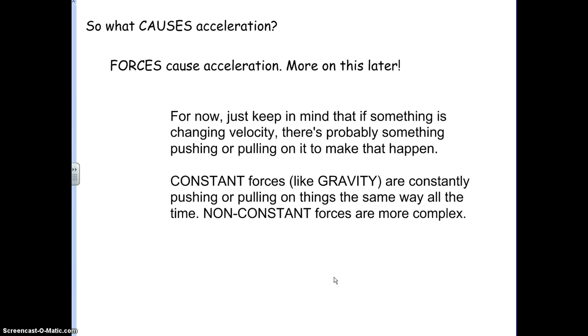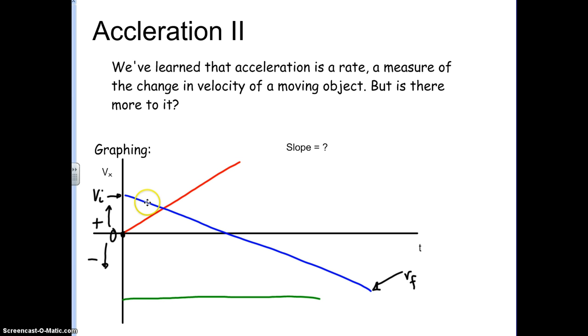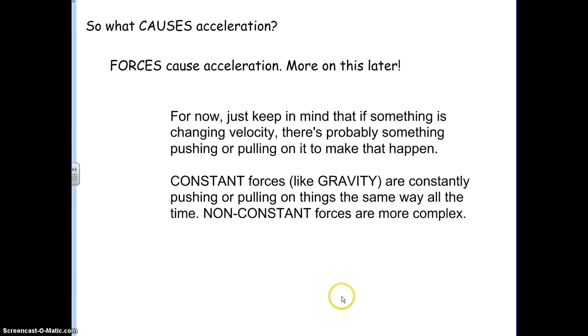If it's a constant force, like gravity, that never changes direction, it's always down, always with the same amount of oomph, then you get a constant acceleration, which is going to give you a graph like this. On a velocity time graph, constant acceleration gives you a line. If you have a non-constant force that's more complex, you're going to get a curve on that velocity time graph, and that's just not something I'm going to ask you right now.